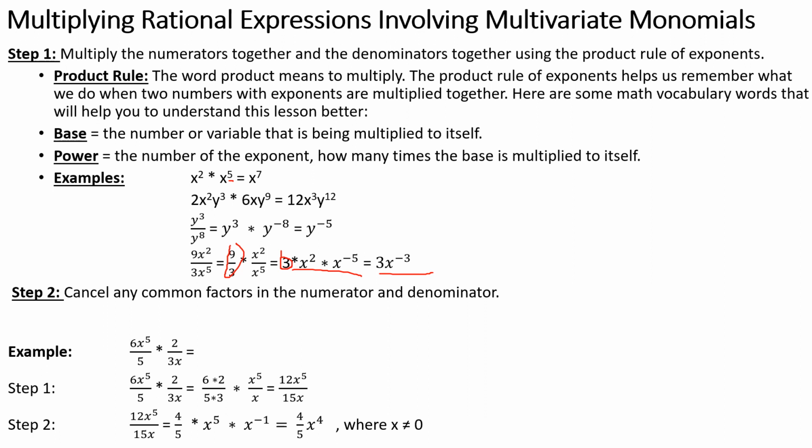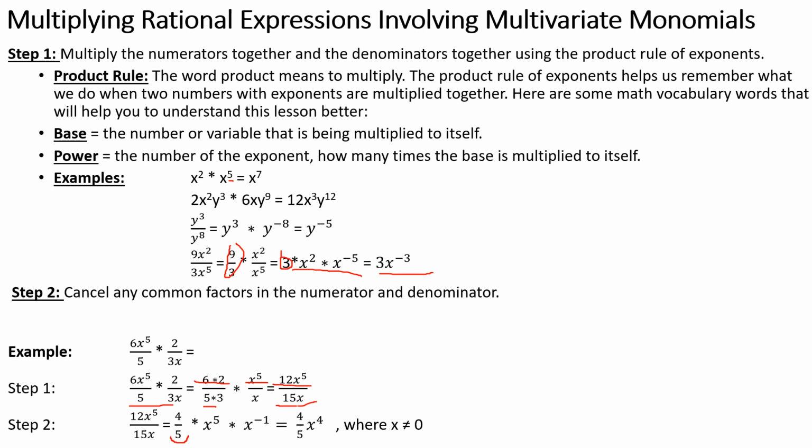I have 6x to the fifth over 5 times 2 over x over 3. And let's rewrite this. Step 1 is I have 6x to the fifth times 2. Well, my numbers are 6 times 2. Got x to the fifth here. Well, that's 12x to the fifth. And then 5 times 3 is 15, which comes right here. And there's a single x there. So it's 12x to the fifth over 15. 12 over 15 is 4 over 5.